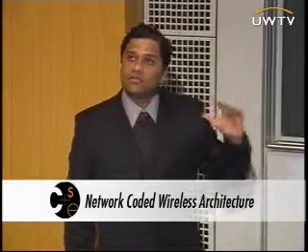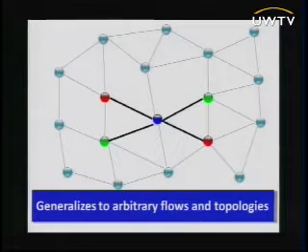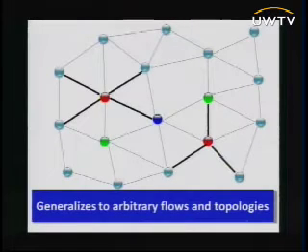But there's a more fundamental point here. The shared broadcast nature of wireless actually creates opportunities where you can apply this coding approach and improve throughput. And this generalizes to arbitrary flows and topologies. Typically, the example I just showed you is part of a larger network. And in this network, whenever a router has packets to transmit and an opportunity to transmit on the wireless medium, he's going to look for opportunities to apply our approach, reduce the number of transmissions, and maximize network throughput.